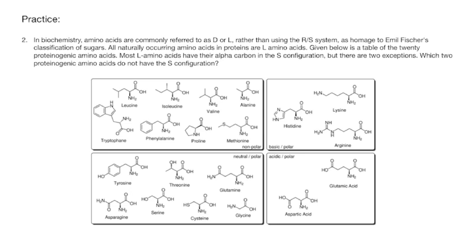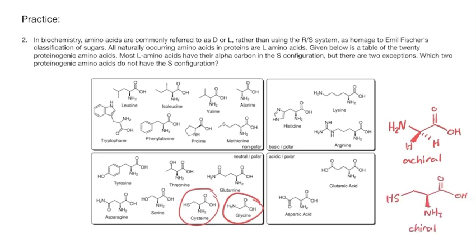The two proteinogenic amino acids that do not have the S configuration are glycine and cysteine. Glycine's side chain is a hydrogen atom, so its alpha carbon is bonded to two hydrogens, making it achiral with no chiral center to assign R or S. Cysteine, on the other hand, is chiral.